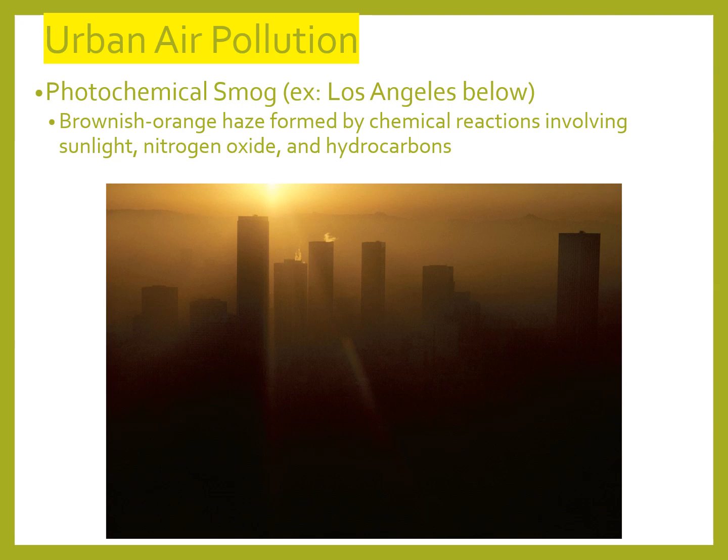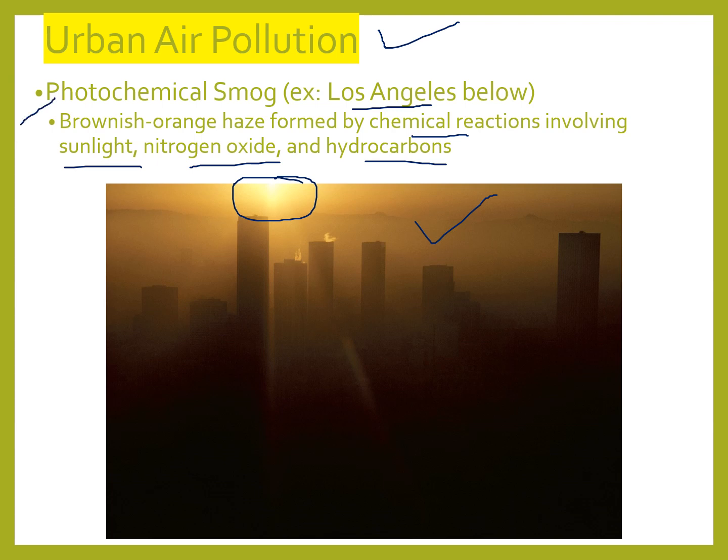Now we are talking about urban air pollution, which is widely found in urban areas, and that is due to photochemical smog. Here the example of Los Angeles is shown in the figure. So here you can find the brownish orange haze which is formed by the chemical reaction involving sunlight. So here there is a presence of sunlight, then nitrogen oxide and hydrocarbons. When all these three combine together, then it will result in a photochemical reaction.